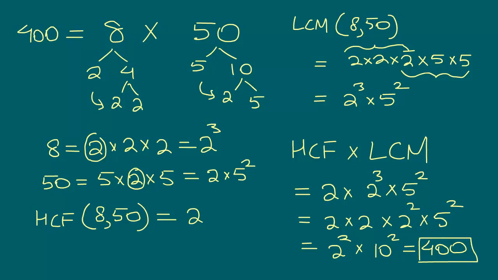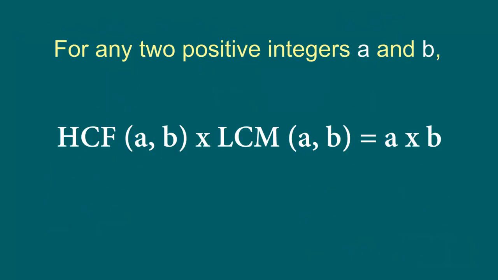In other words, for any two positive integers a and b, if we find the HCF and the LCM, when we multiply them, we will always get a times b. Now you may think that we just took one example and it just so happened. I strongly recommend that you take any two numbers of your choice and play around with it. What you will notice is that every single time, when you multiply HCF and LCM, you will always get a times b.